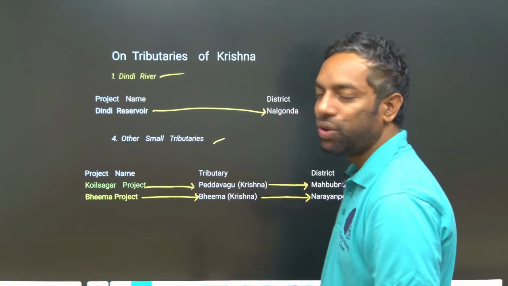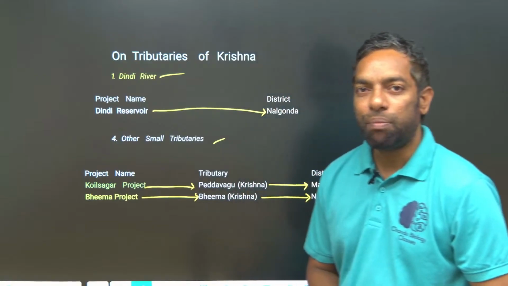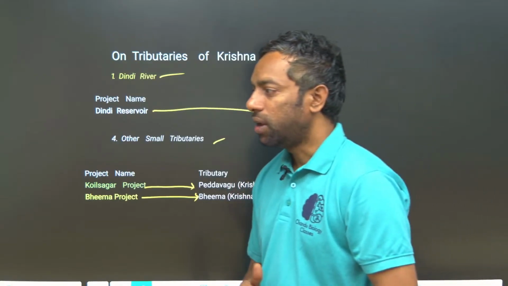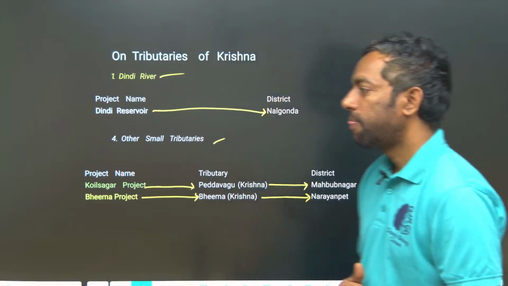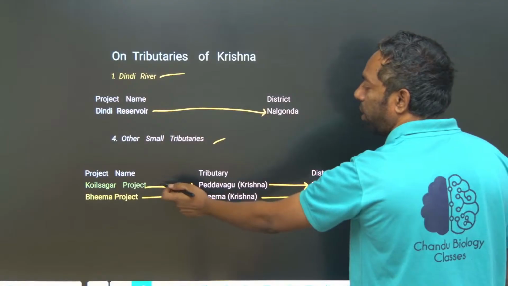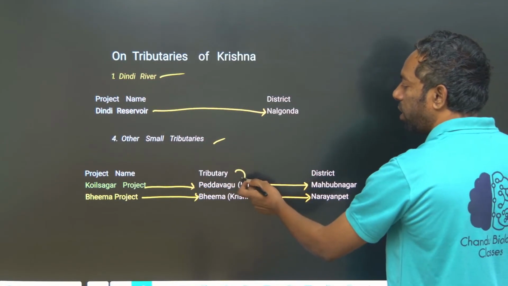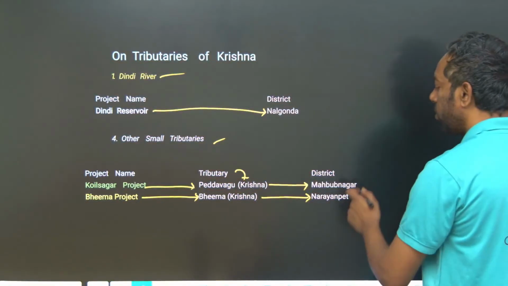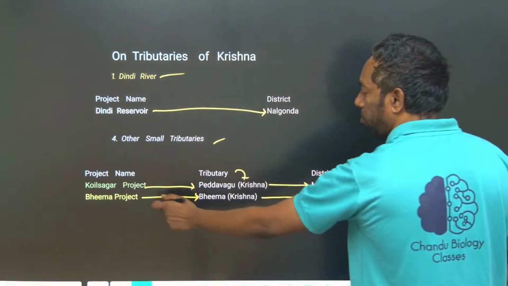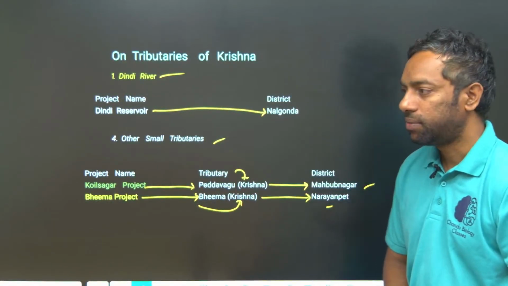You have to use mnemonics relevant to the names, which will help you memorize. I hope you guys understand this. The tributaries of the Krishna: the Dindi river, the Koil Sagar project on the Peddavagu tributary in Mahbubnagar, and the Bhima project on the Bhima, a tributary of the Krishna, in Narayanpet. I hope you guys understand this.